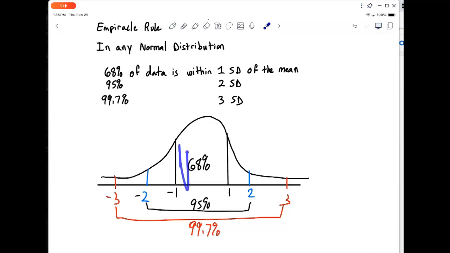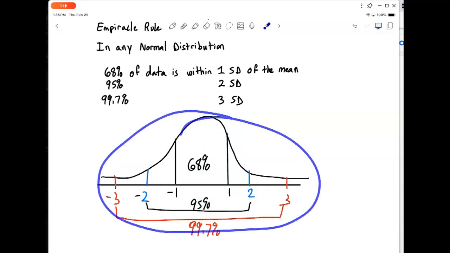So again, within one, it'd be 68%. If you cut it in half and you want to go between the mean and one standard deviation, then you would cut that 68% in half, and it'd be just 34% there. The same thing if you went from 1 to 2, you'd cut the 95 in half. You get 47 and a half is within those two. And so that's the empirical rule.